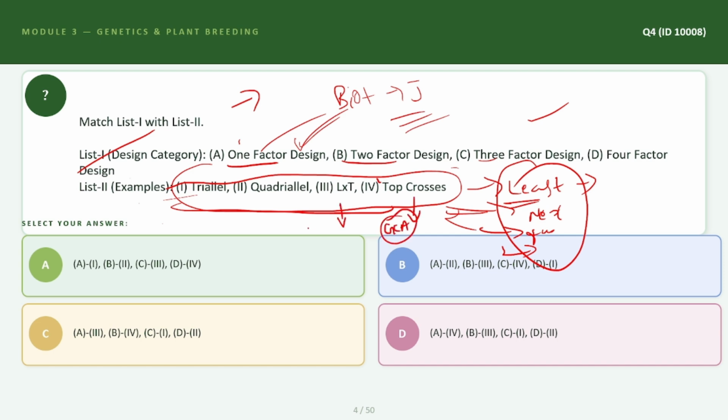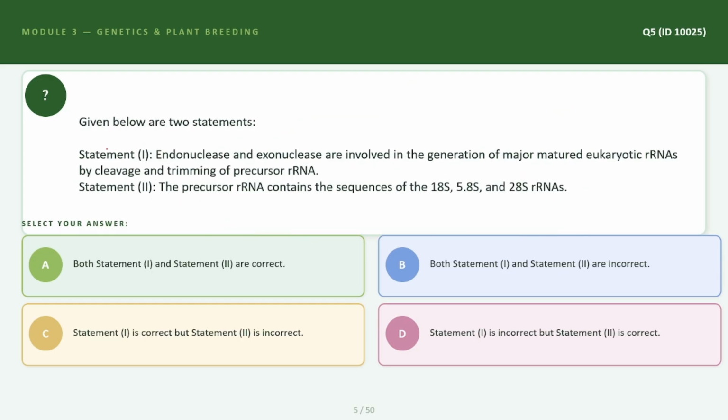Line into tester will give GCA and SCA, which means you get additive and dominance effects. And quadruple allele, it also gives epistatic effects. Here you have to make the crosses differently. Based on the complexity, the factor will increase. So you can easily guess based on this information.